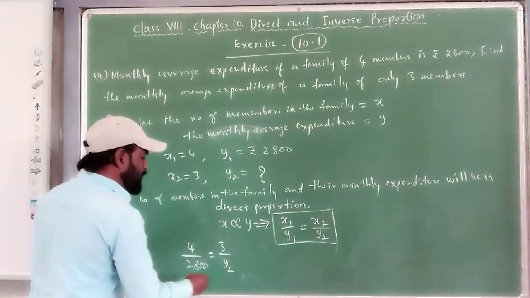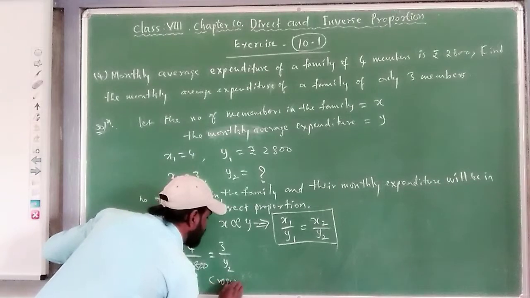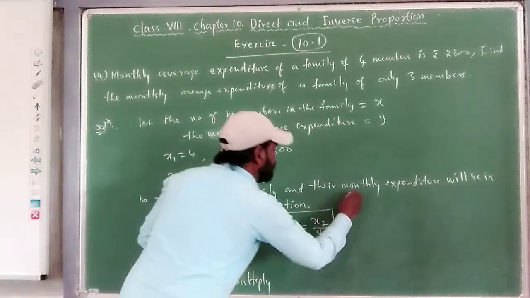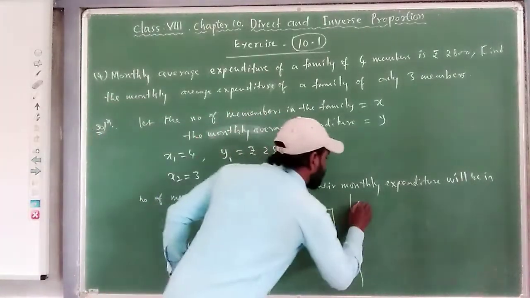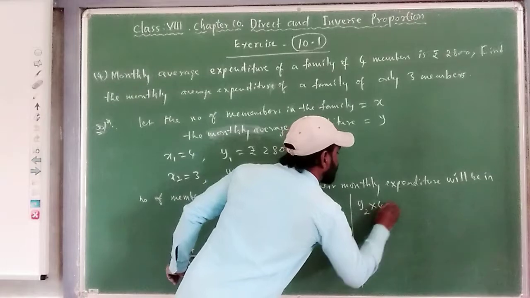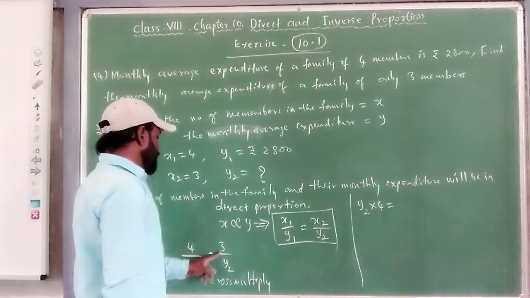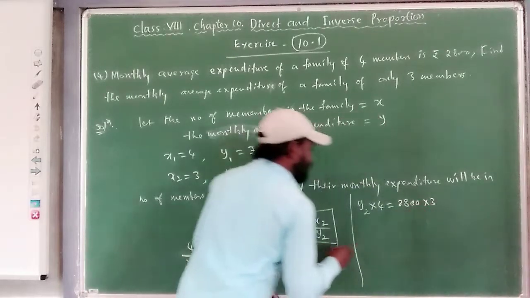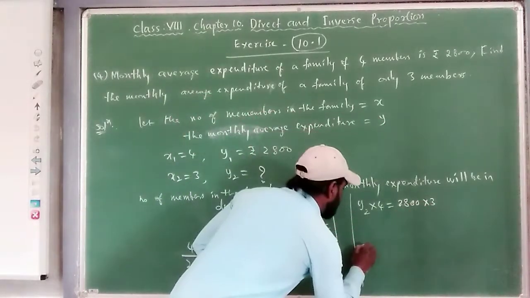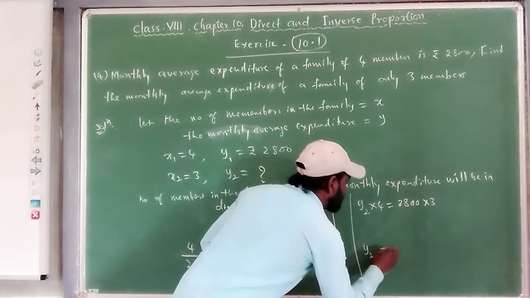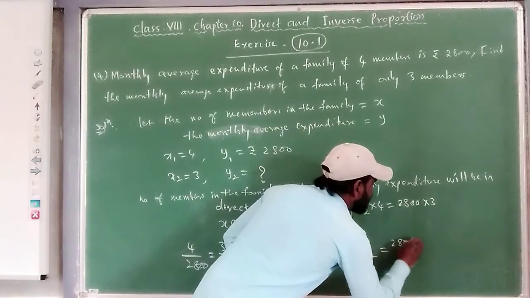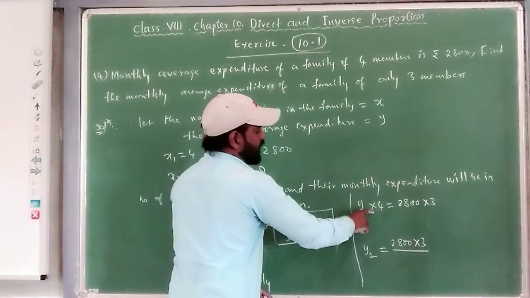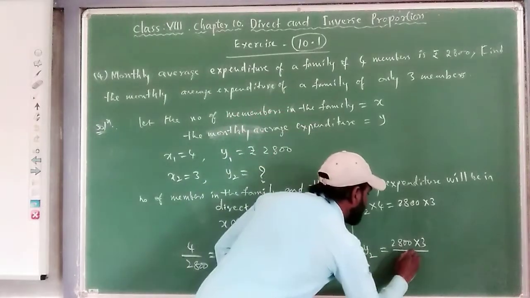Do the cross multiplication. When you do the cross multiplication, you will be getting like this. y2 into 4 is equal to 2800 into 3. Now we are going to find the value of y2. So keep this y2 as it is on the left hand side. So 2800 into 3. By this 4 is transposed that side. When it is multiplying this side, when you transpose that side, it will be going into the denominator's place.